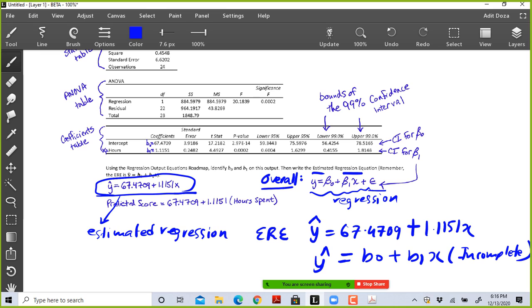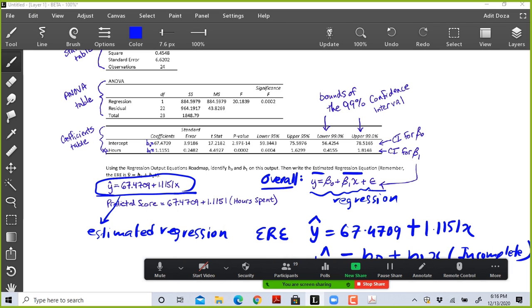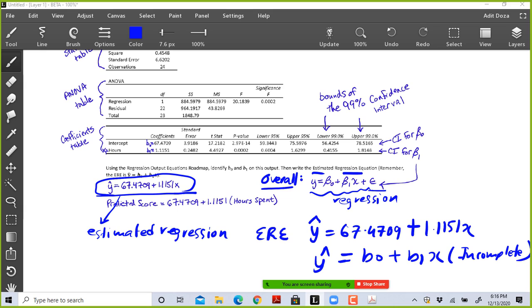Would that just be 3.9186 plus 0.2482? Which one are you talking about? For this equation, how would we get the epsilon? Is it just two standard errors added together? No, no. Epsilon, you just put epsilon. This standard error is the standard error of the intercept. So you just give me this equation with epsilon. All right, thanks. No worries.